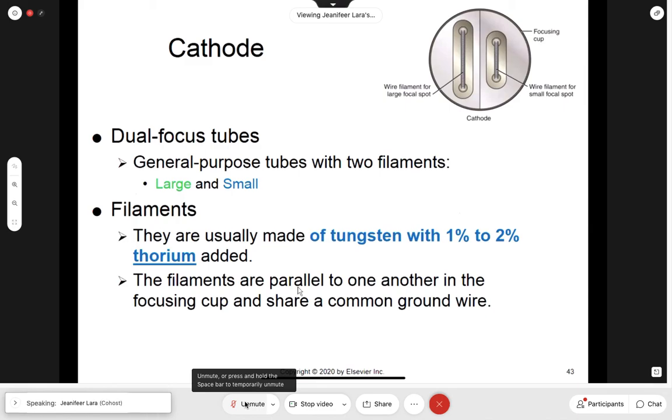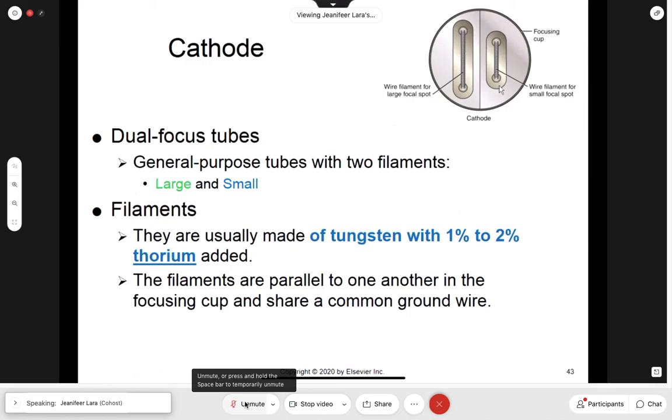Good. Now, what focal spot are we talking about there, John? I guess it would be the actual focal spot. However, you are correct. In the book, it says the large one is going to provide a larger focal spot, and the smaller one is going to provide a smaller focal spot. But the real truth is the larger one is going to provide a larger amount of electrons. The smaller one is going to provide a smaller amount of electrons.